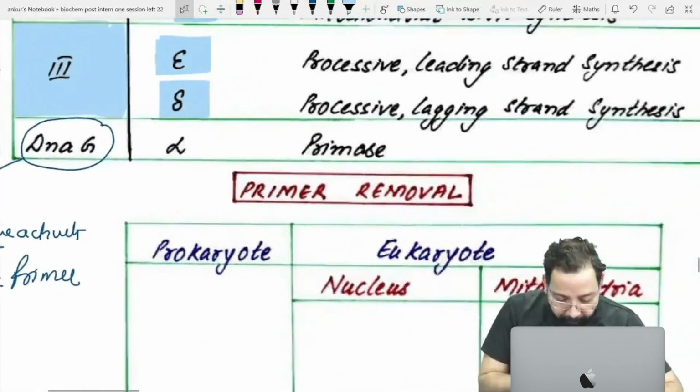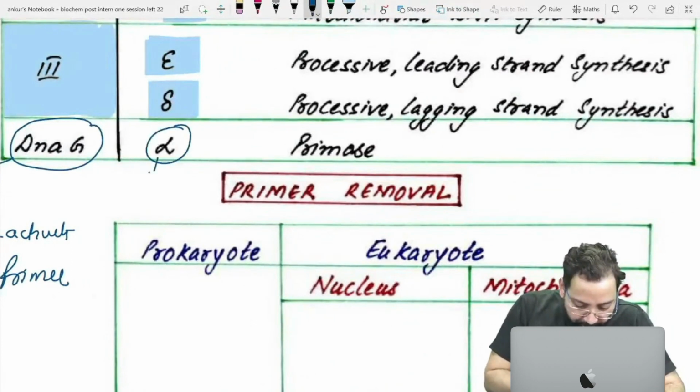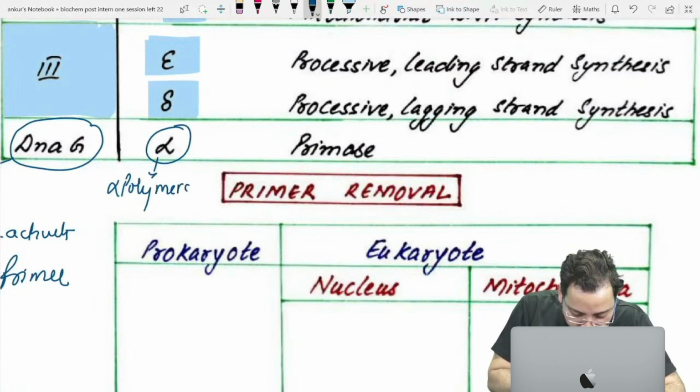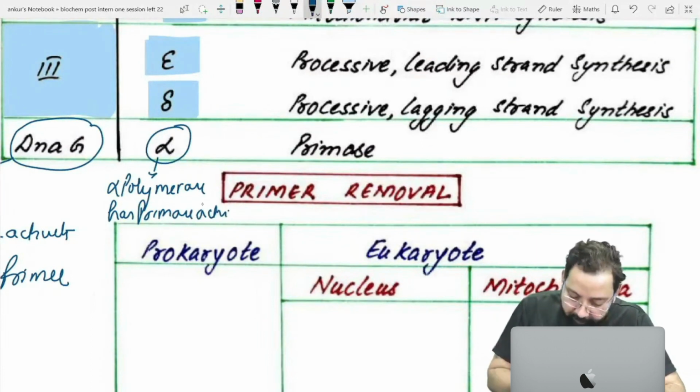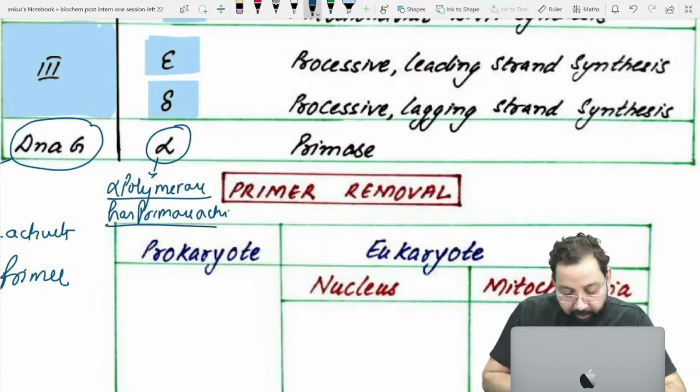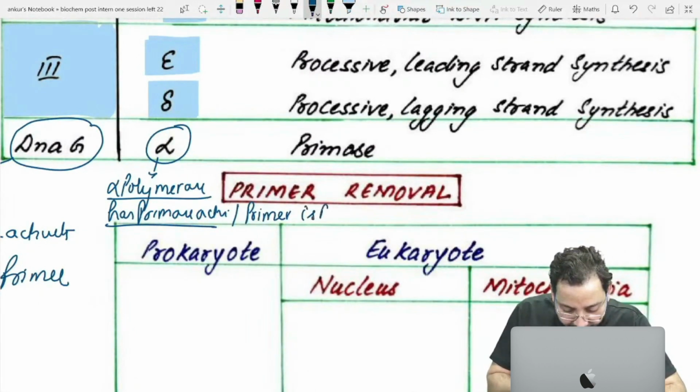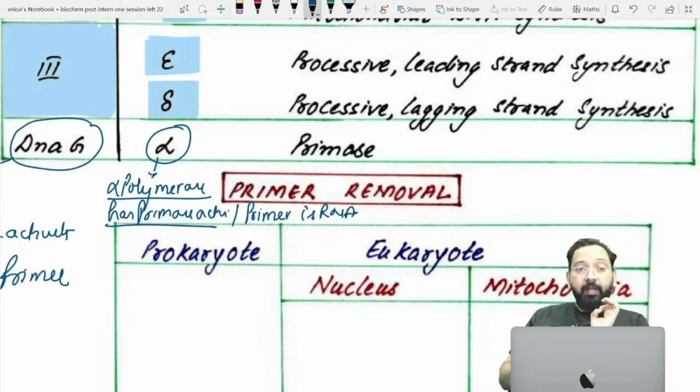In eukaryotes, alpha polymerase has primase activity, meaning it synthesizes primer. Alpha polymerase synthesizes primer. Primer is RNA. Primer is not DNA, primer is RNA.